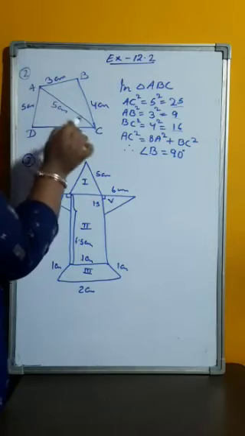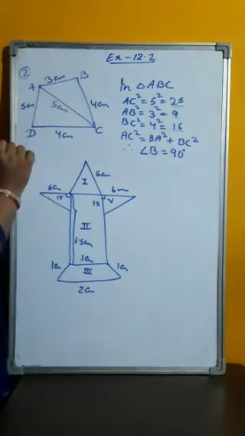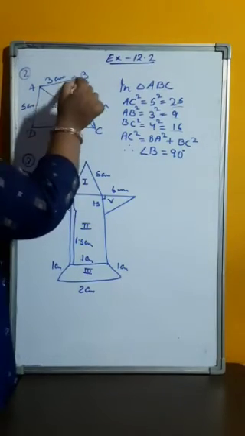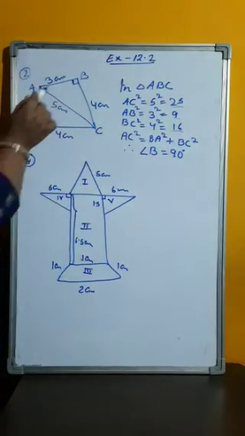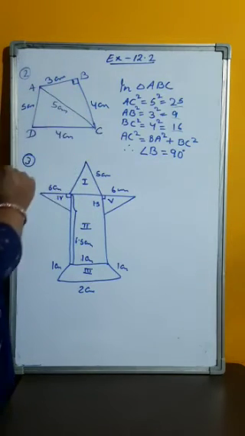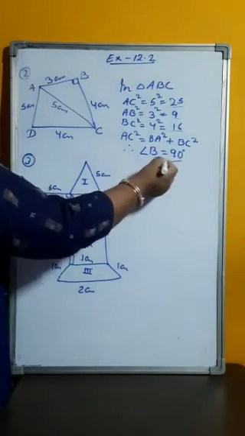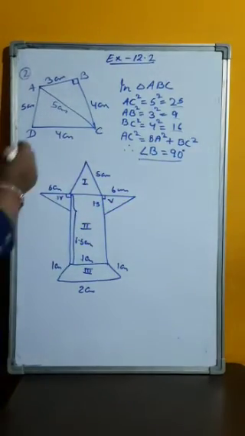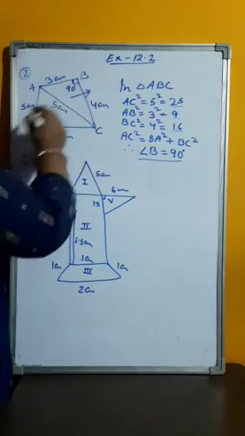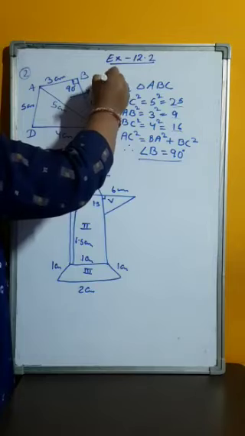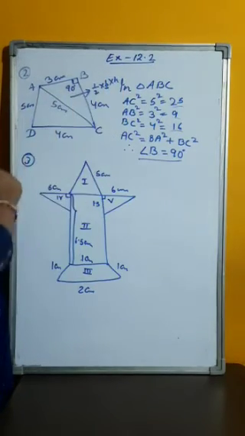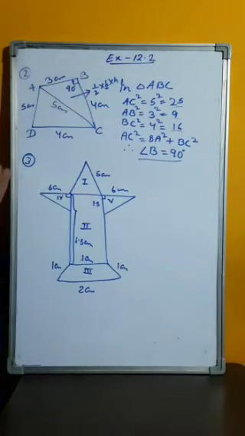Is AC square equal to BA square plus BC square? If we take this angle as 90 degrees, this side is opposite to 90 degrees. So hypotenuse square is equal to the sum of the squares of the other two sides. So we can conclude that angle B is 90 degrees. If this angle is 90 degrees, we can easily calculate the area of this triangle by half base into height. Base we will take 3 and height we will take 4. Area of triangle ABC will be calculated.